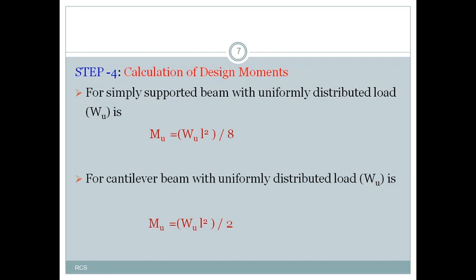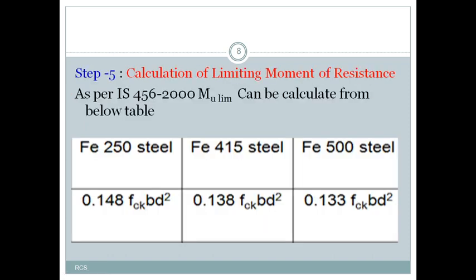After calculating the design moment, we have to calculate the limiting moment of resistance. This limiting moment of resistance can be calculated from these formulas, given in IS 456 2000. The formula depends upon the grade of steel. For Fe250 it is 0.148 fck b d square. For Fe415 it is 0.138 fck b d square, and for Fe500 it is 0.133 fck b d square.